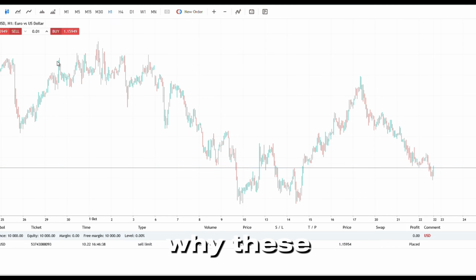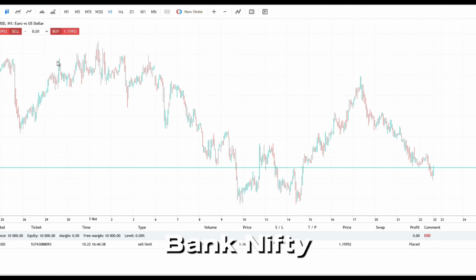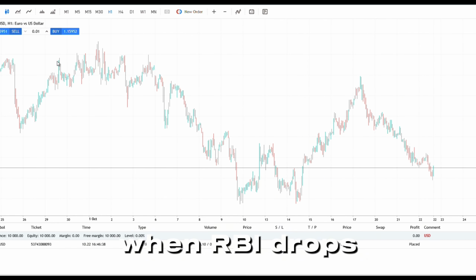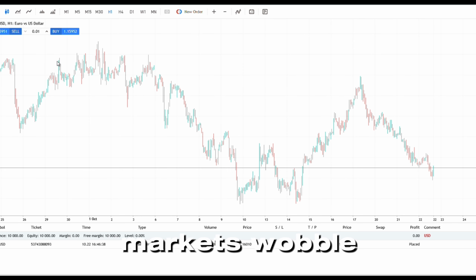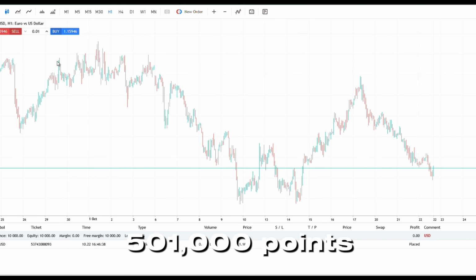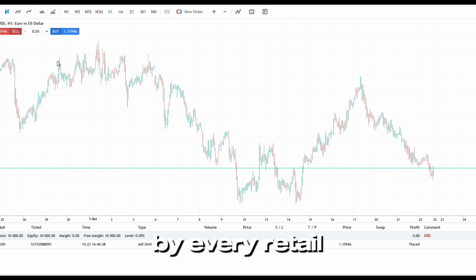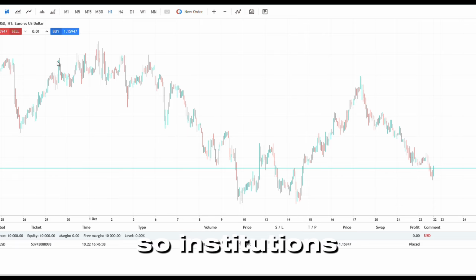First, let's talk about why these underrated concepts are so powerful. Nifty and Bank Nifty are driven by massive institutional flows. Think FIIs, DIIs, and algo desks. When RBI drops a rate hint or global markets wobble, these indices can swing 500, 1,000 points in a day. Popular patterns like triangles get spotted by every retail trader, so institutions manipulate them to create traps.